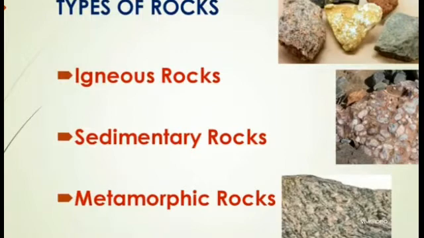The second type is sedimentary rocks. Sedimentary rocks form by the compaction and cementing together of sediments, broken pieces of rock like gravel, sand, silt, or clay. Those sediments can be formed from the weathering and erosion of pre-existing rocks. Sedimentary rocks also include chemical precipitates, the solid materials left behind after a liquid evaporates.